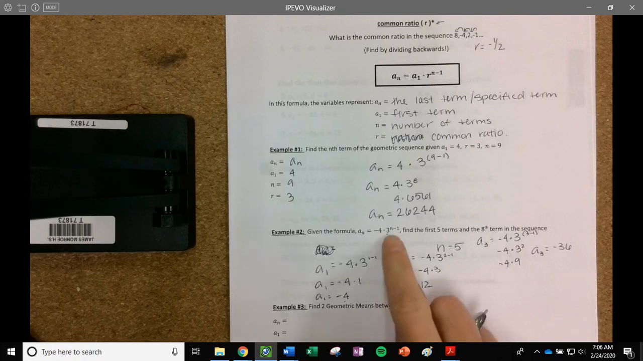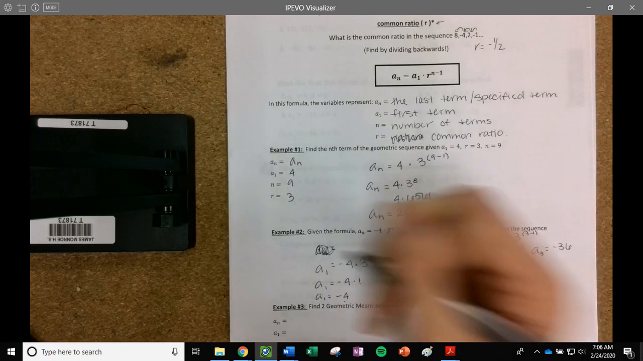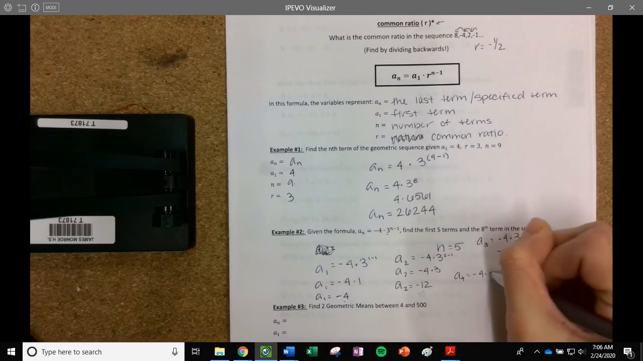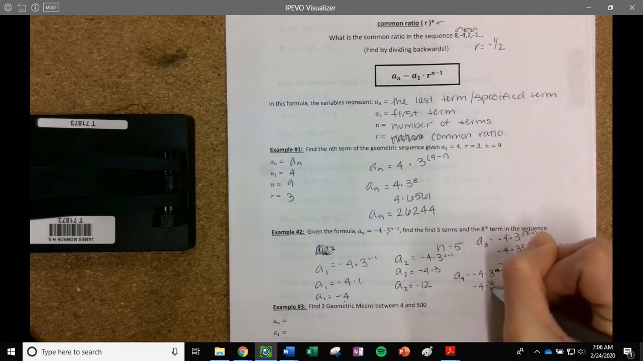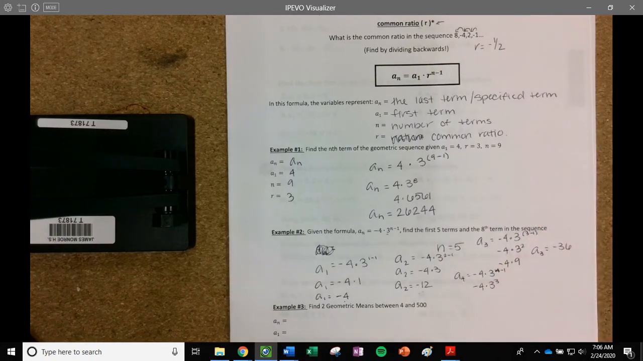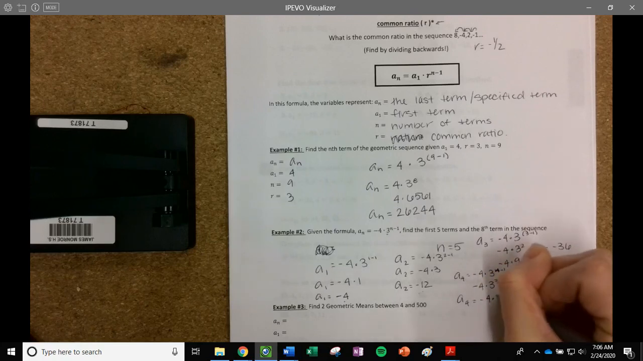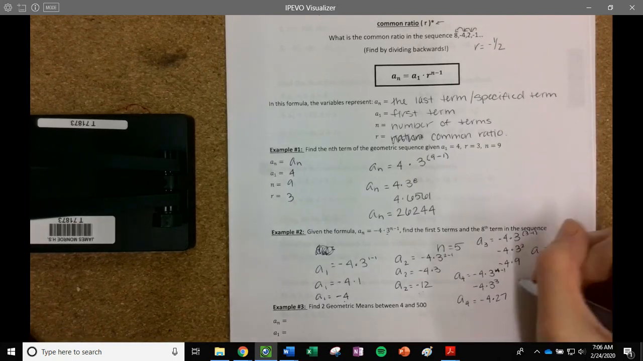Is -12 times the common ratio of 3 -36? It sure is. This is going along swimmingly. A sub 4 is what we're looking for. -4 times 3 to the 4 minus 1, which is -4 times 3 cubed. We know that 3 to the third is 27. So a sub 4 equals -4 times 27, which is -108.